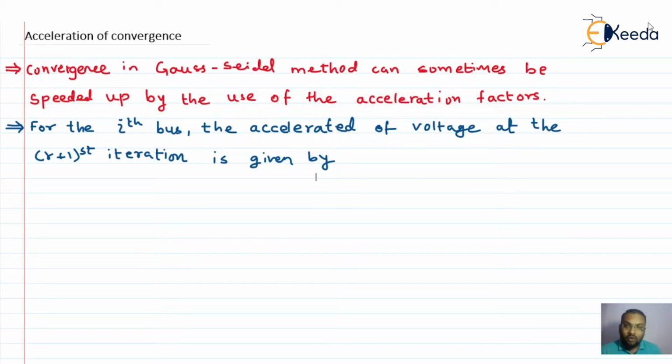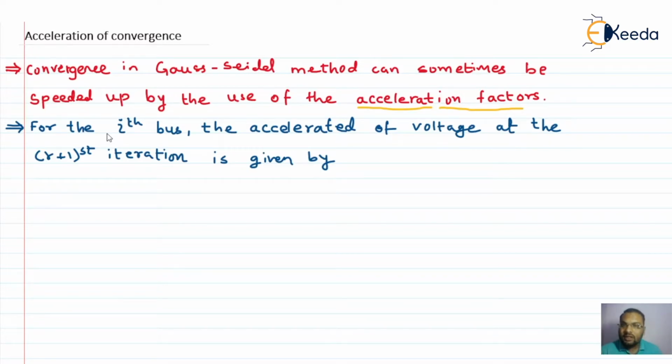If you want to speed up the process, or converge your process rapidly, then we can make use of an acceleration factor. Convergence in the Gauss-Seidel method can sometimes be speeded up. If you want to speed up the method, you can make use of this acceleration factor. Now let us see how we can use it.